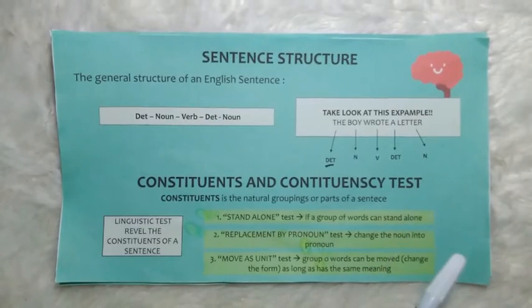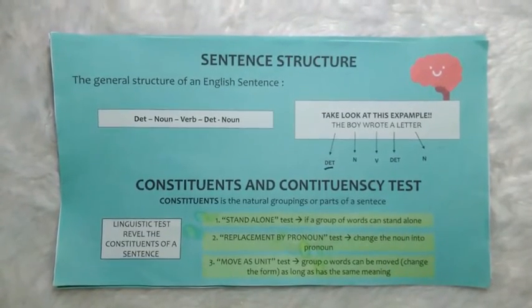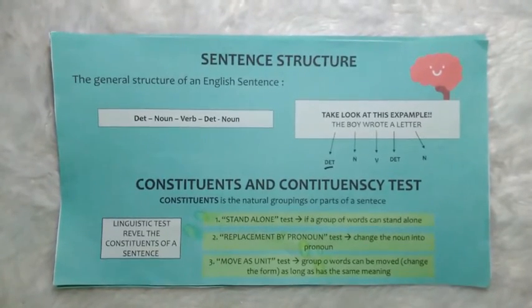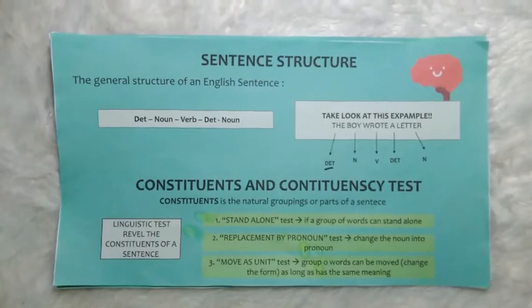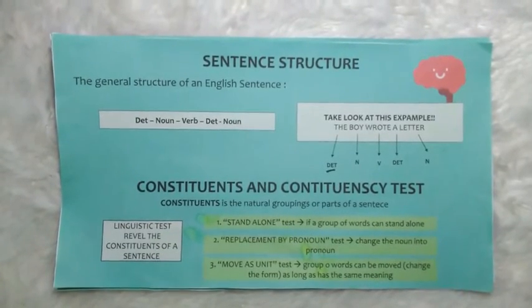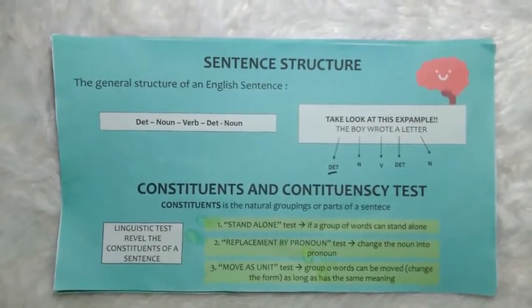For example, Angga found a puppy. Somebody asks, what did Angga find? Angga will answer, a puppy. A puppy is a group of words that can stand alone. If Angga said "found a," it's a group of words that can't stand alone because we don't understand found what.